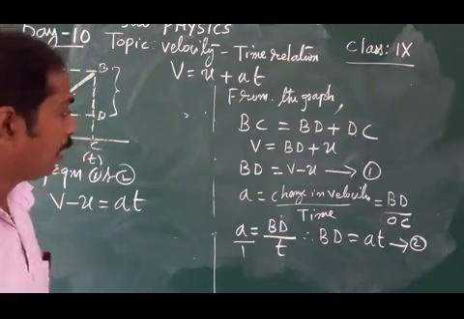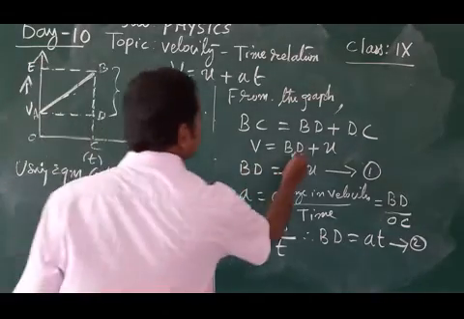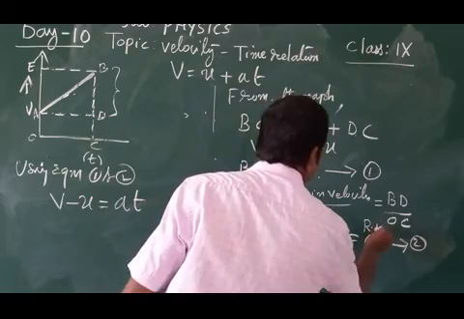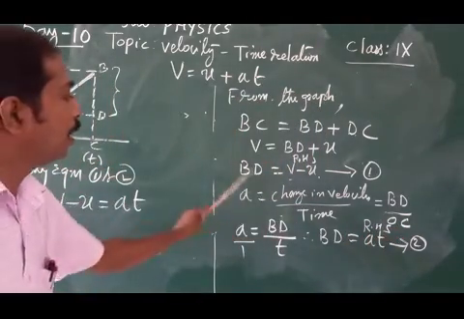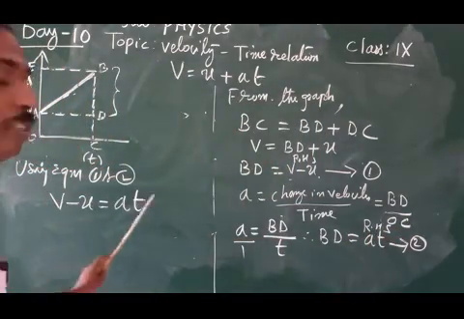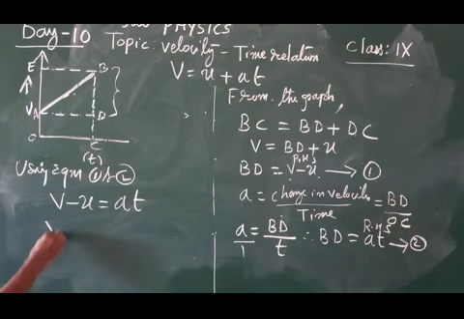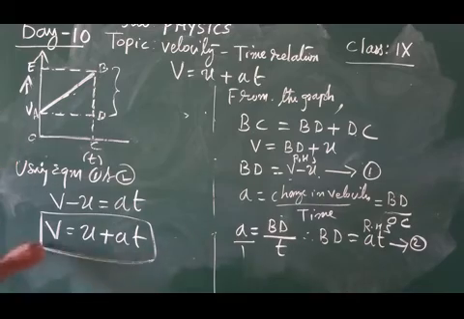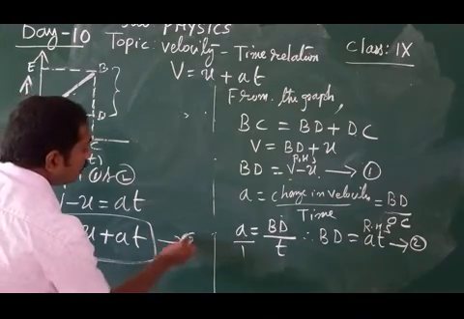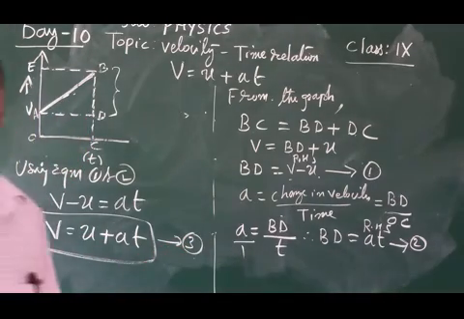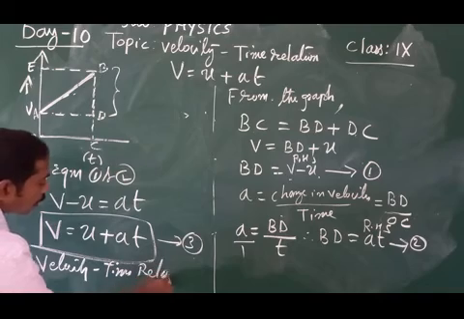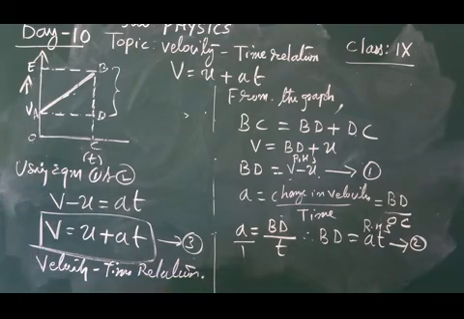Here look at equation number 1, the right hand side is V minus U. Here the right hand side is AT. The left hand side is equal to BD. Then we can write V minus U equal to AT. Then V equal to U plus AT. Equation number 3. This is the velocity time relation.